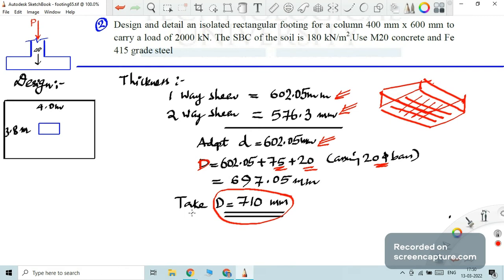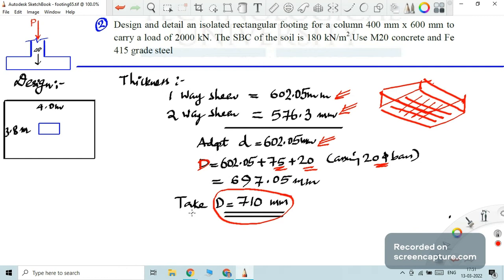But always be on the safer side when you are in the examination. Even if you take 720 or 750, all those are okay. Be very careful in selecting that. If you keep a little safety margin, then your numerical calculations will be fine. And that too in an examination hall, you need to consider the time available. So just take a safer value. 710 mm, I have selected it here. Don't ask me why 710. You can use 750 also.